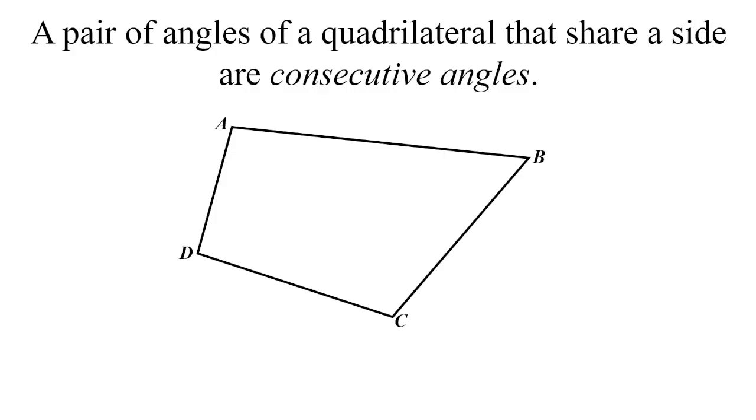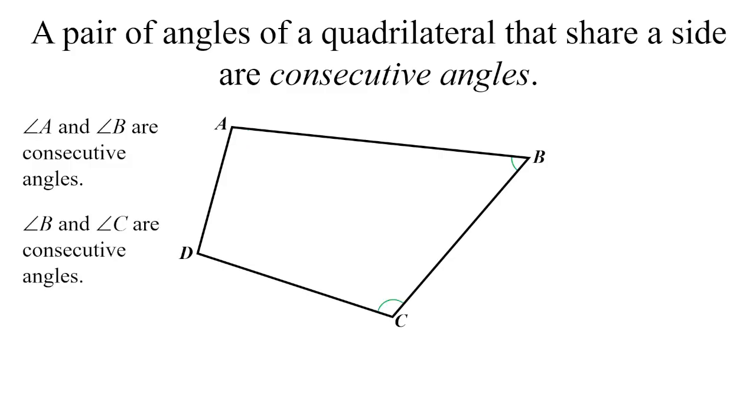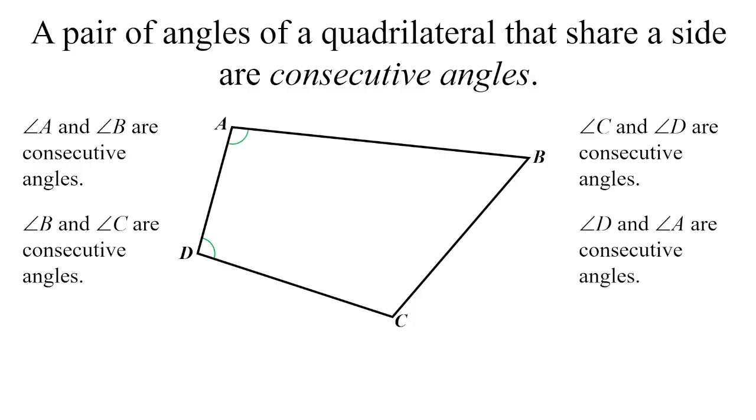Angles can also be consecutive. They are consecutive if they share a side. For example, angle A and angle B are consecutive angles because they share segment AB. Angle B and angle C are consecutive angles because they share segment BC. Angle C and angle D are consecutive because they share segment CD. Angle A and angle D are consecutive because they share segment AD.